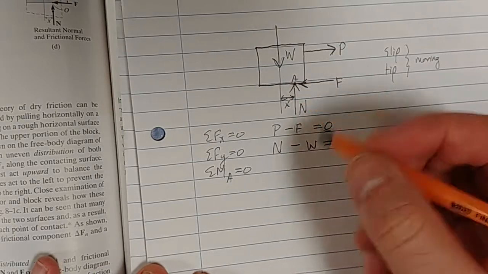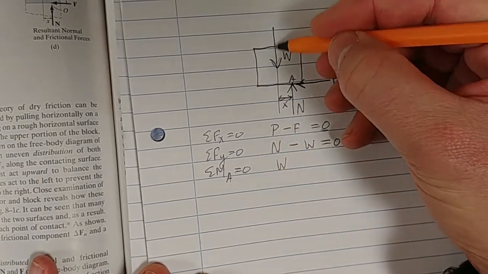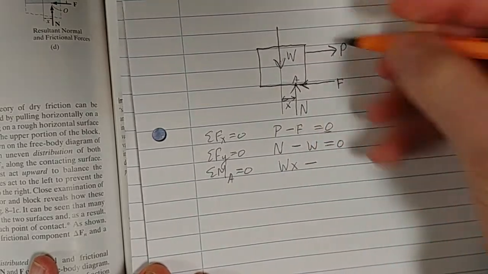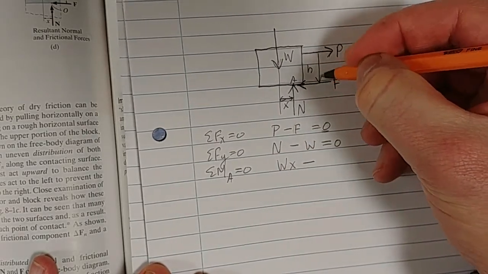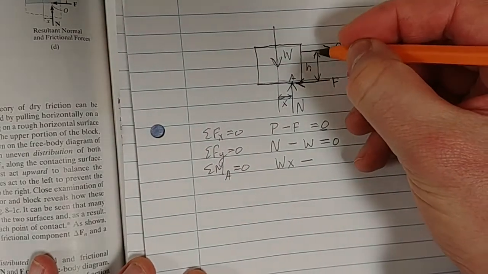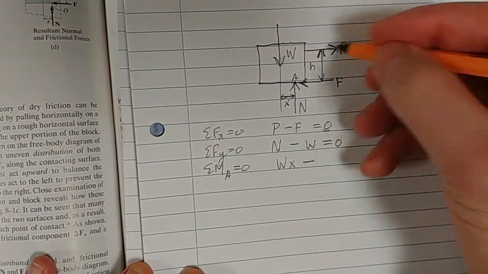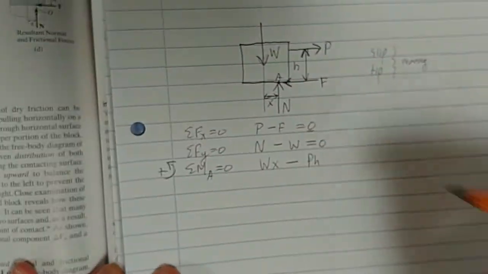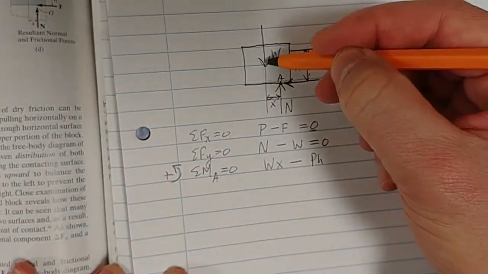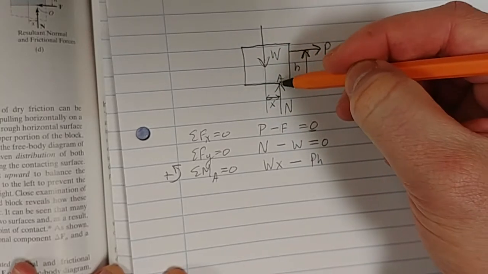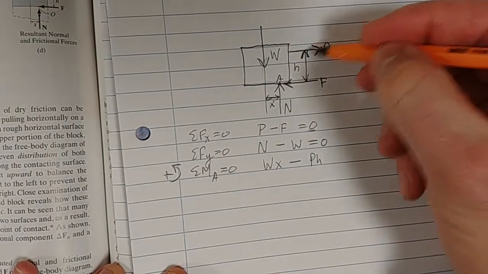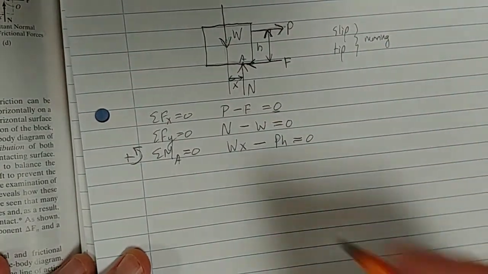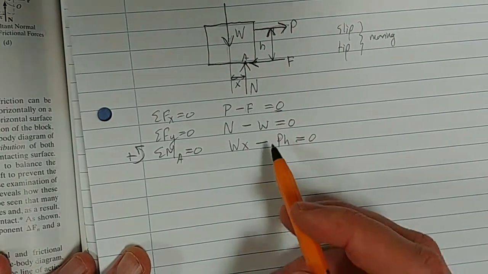So we take moments about A, we get W, that weight times that moment arm, Wx, minus, and let's make that H for height, imagine that, minus P times H, right? And so we took anti-clockwise as positive. So W is going to cause an anti-clockwise moment about A, and P is going to cause a clockwise moment about A. We set that equal to 0. Now I want you to notice something.